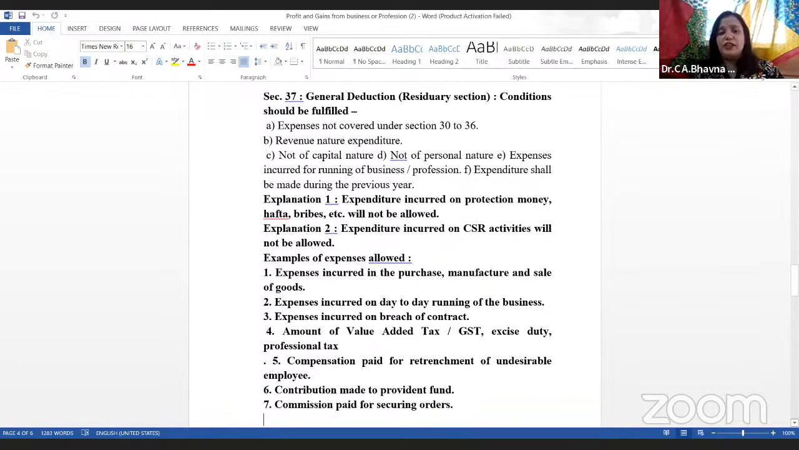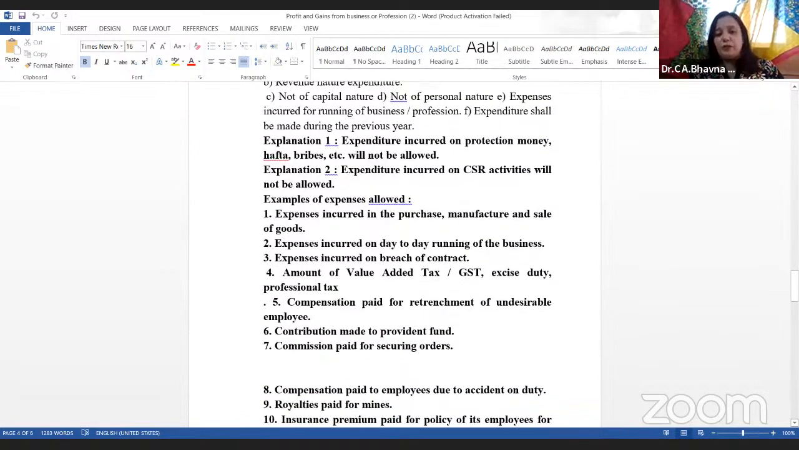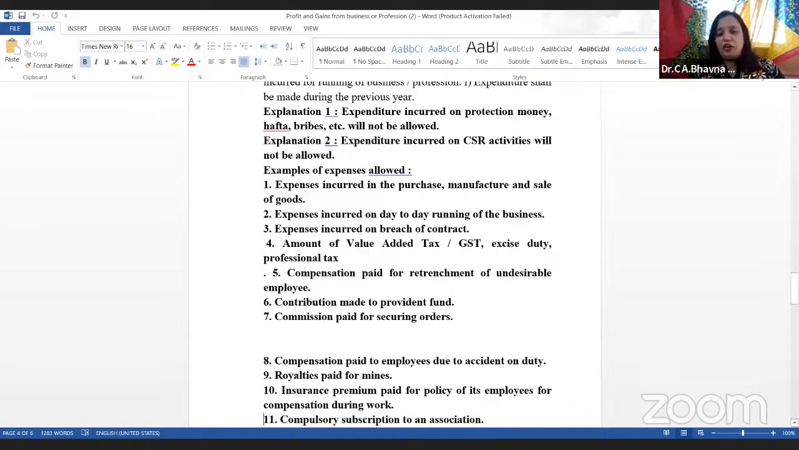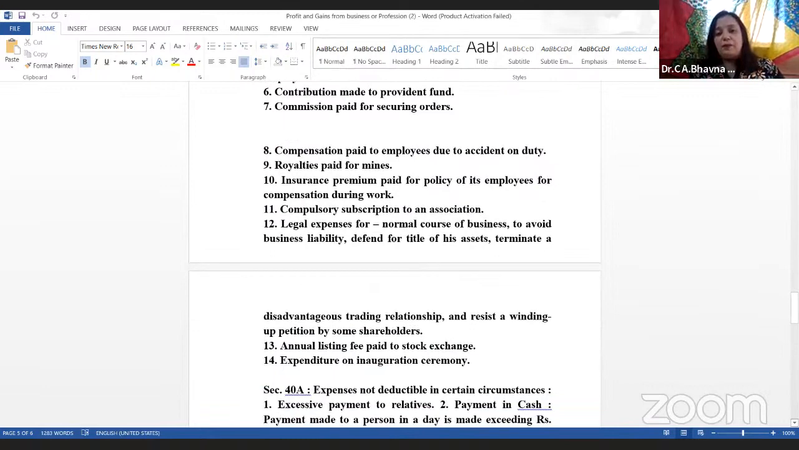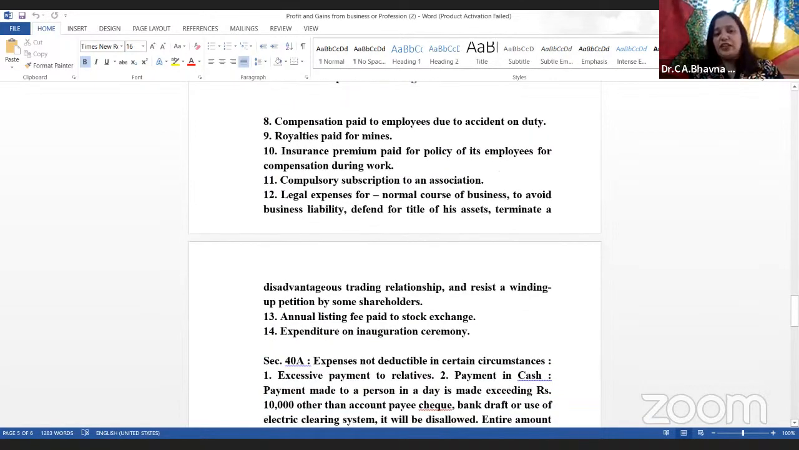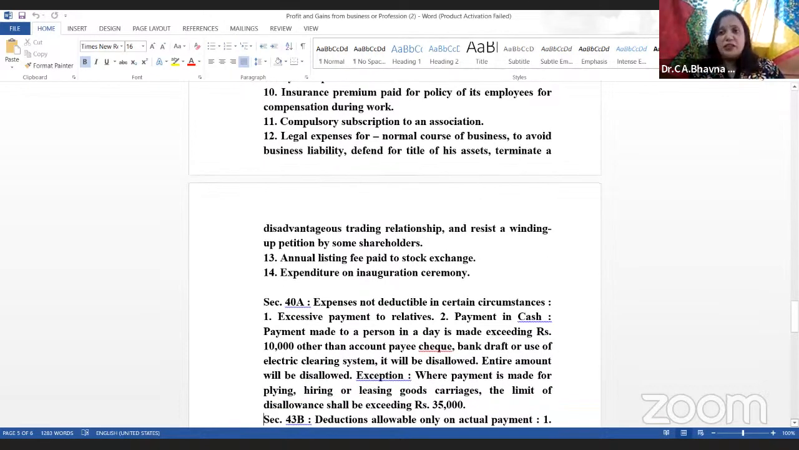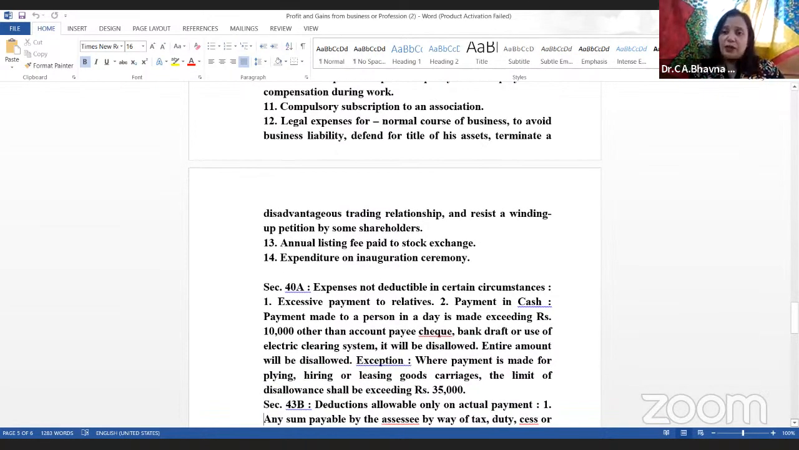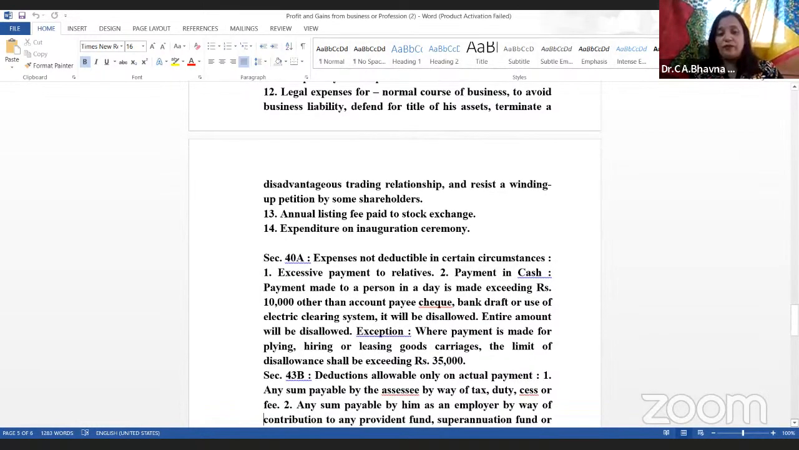This is the list of certain expenditures which are allowed, like purchase, manufacture, sale, day-to-day business, GST, contribution to provident fund, contribution towards employees, royalty, compulsory subscription of a listing in the stock exchange. So these are allowable. But there are certain expenses which, if they are paid in cash, are not allowed. Like if any expenditure is incurred in cash for more than 10,000 rupees, it is specifically disallowed. Pura ka pura.